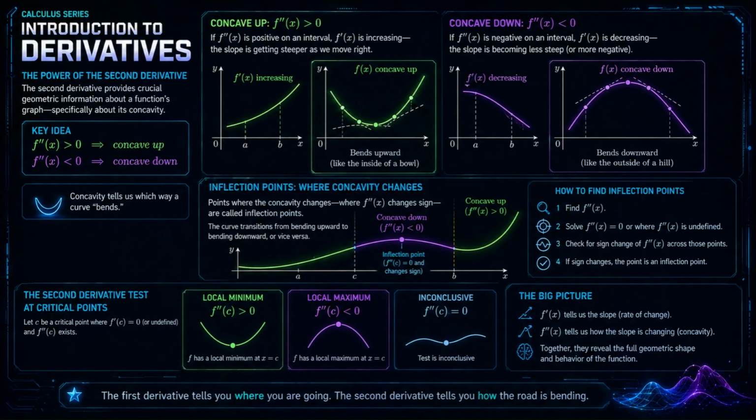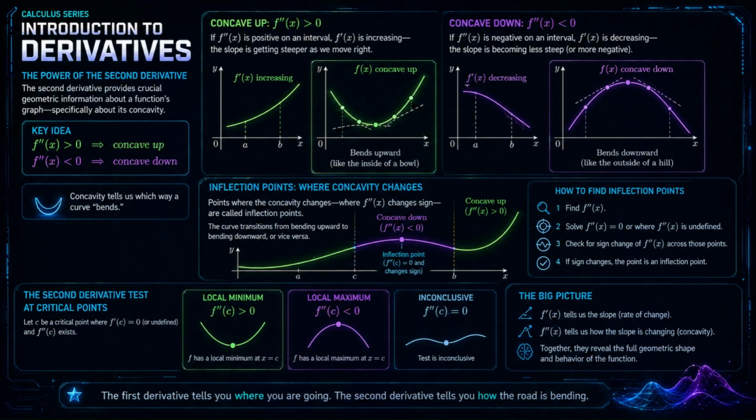Conversely, if f double prime of x is negative on an interval, the first derivative is decreasing, the slope is becoming less steep or more negative as we move right. The curve bends downward, like the outside of a hill. We say the function is concave down. Points where the concavity changes, where the second derivative changes sign, are called inflection points. These are the points where the curve transitions from bending upward to bending downward, or vice versa.